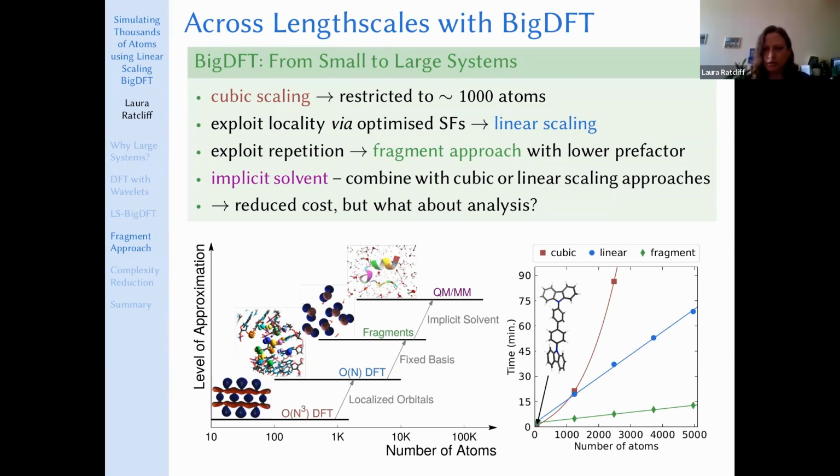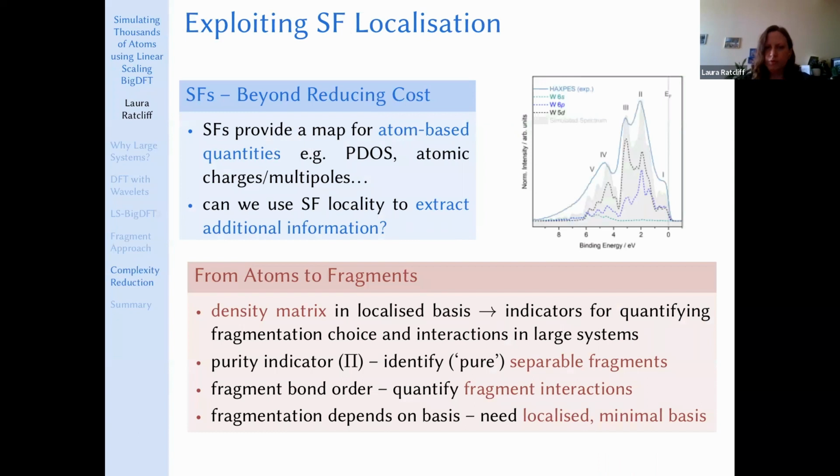But I also mentioned at the beginning that we want to do new kinds of analysis. So how do we actually do that? The support functions as localized quantities are useful for not just reducing the cost. They're atom-centered, which gives us a map for looking at atom-based quantities. So whether that's something like the projected density of states, I'm just showing an example of bulk tungsten here, where we compared the weighted projected density of states with X-ray photoelectron spectroscopy measurements, and it worked very well. We can also calculate things like atomic charges and higher order multipoles, but can we extract things that people don't traditionally extract from DFT simulations? And the answer is yes.